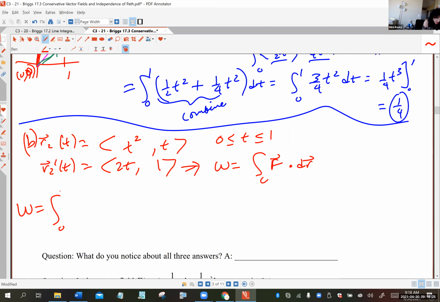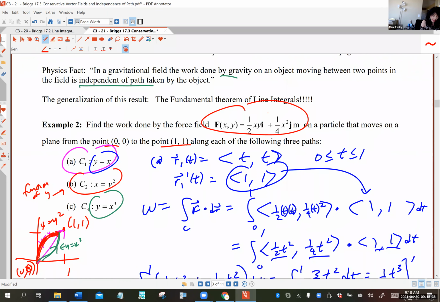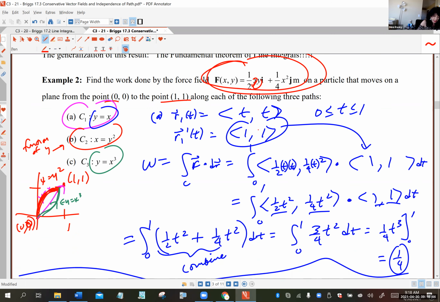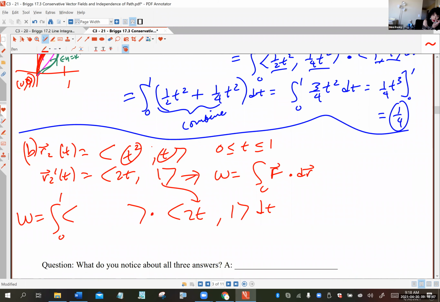So the work done will be a regular integral going from 0 to 1, and you're going to have to take a dot product. You're going to have the velocity vector be one of the vectors that's involved in the dot product. And then you have to rewrite your force field in terms of t's. So x gets replaced with t squared, and y gets replaced with t, because you're just stealing the components from your vector valued function. So you're going to have 1/2, and then x is t squared, t. And then the second component for this vector field is 1/4 x squared, but that's t squared squared.